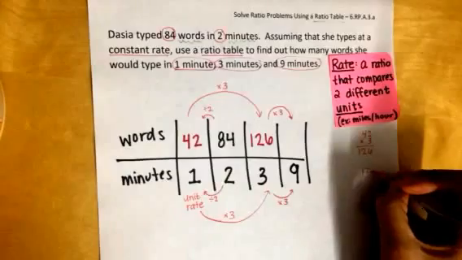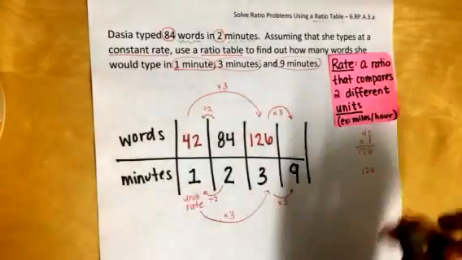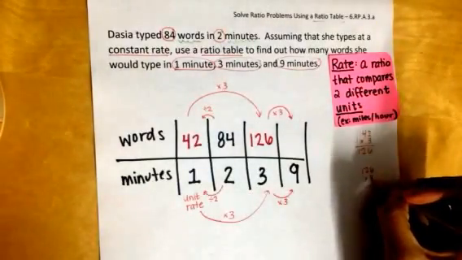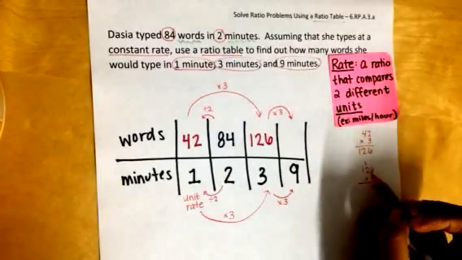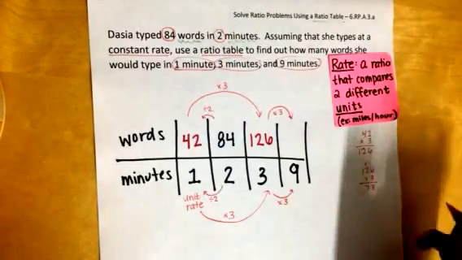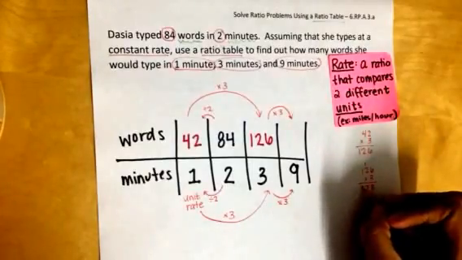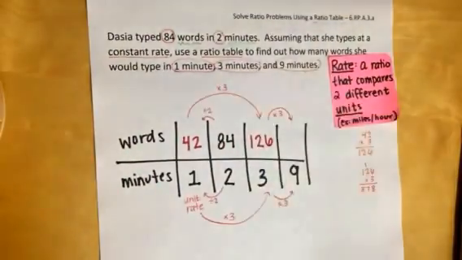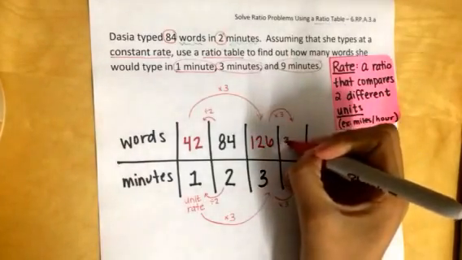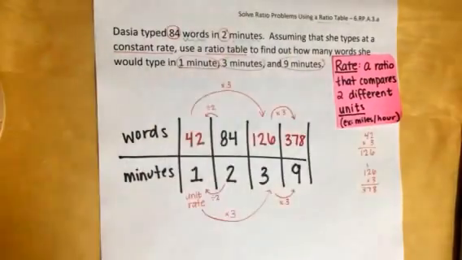Again, I'm going to move off to the side so that my work is neat and organized, and I'm going to set up 3 times 6 is 18, so I'm carrying the 1. 3 times 2 is 6, plus 1 is 7. 3 times 1 is 3. So this means that Deja can type 378 words in 9 minutes.